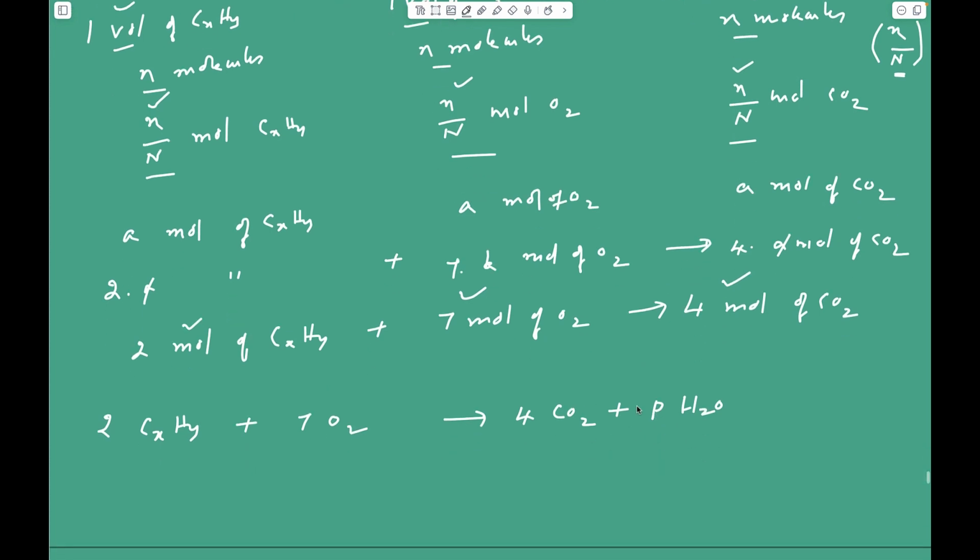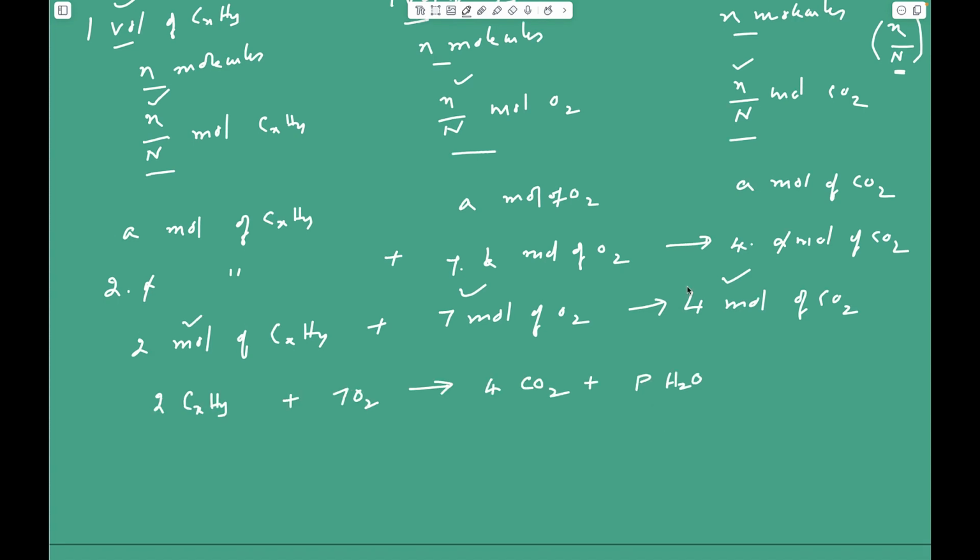And this is still incomplete because we do not know the value of this P. According to John Dalton, atoms are neither created nor destroyed during a chemical reaction. That is, the total number of atoms of each element must be the same before and after a chemical reaction. Using this principle, we shall try to figure out the value of this P, x and y. Let us see how. Before the reaction, how many carbon atoms are present? That is to the left of this chemical equation.